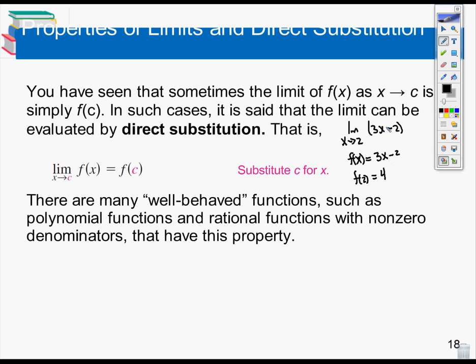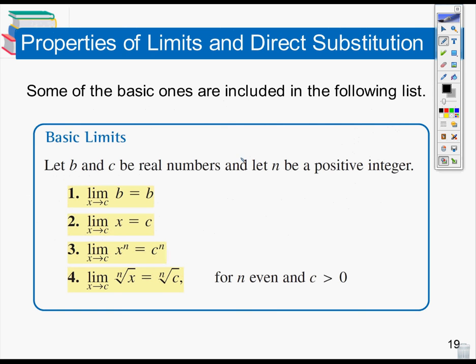Because the particular function exists at that place, and there is a point, then the whole graph is continuous, I can directly substitute and say that the limit of that function as x approaches c is f of c. And there are a lot of these well-behaved functions. It's not just linear functions, polynomials as well as rational functions, barring that there's no 0 in the denominator. They can all have this type of property.